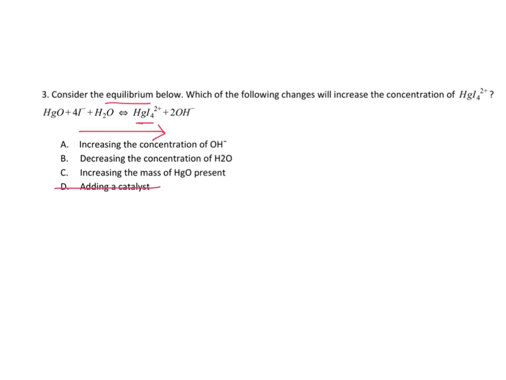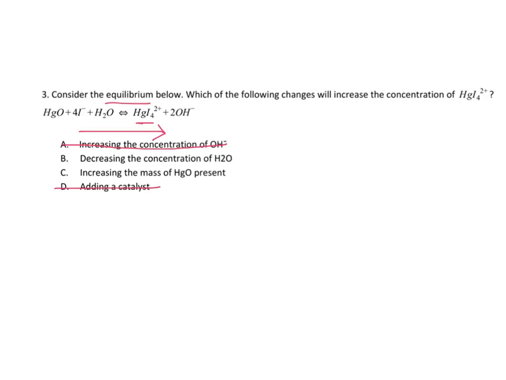So if we start out with A, if we increase the concentration of OH minus, which is on the right side, so if we increase the right side, the reaction is going to want to go towards the left in order to balance. So if you have more on the right, we're going to want to create more on the left in order to balance the equation out. So that won't cause an increase in HgI4. So that's incorrect.